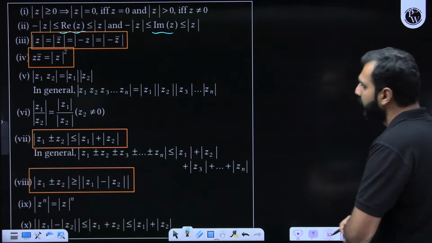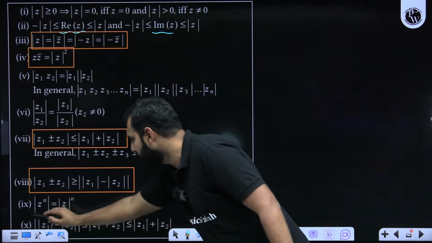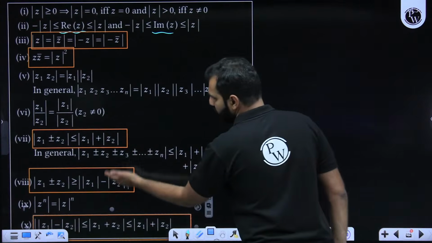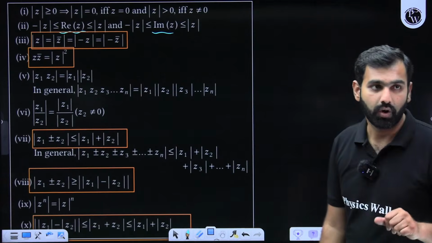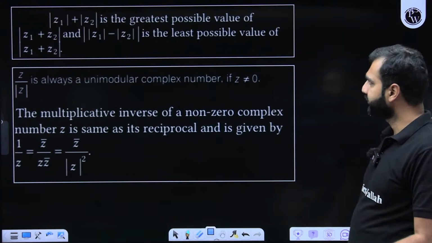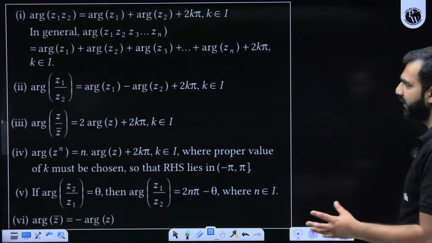So here we are. This is something related to modulus, and this is the conclusion of the triangle inequality, which is the merger of this and this, which gives you the maximum and minimum value about the complex number. Let's continue further. This we have just discussed. This is something you can figure out the reciprocal by division property.